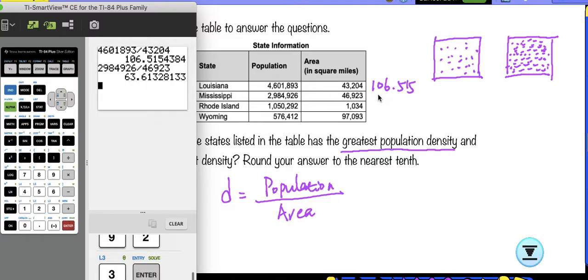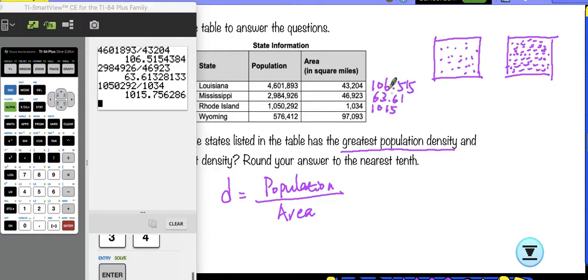Double check the number, so this is 6361. And the next one is 1050292 divided by 1034. As you can see, wow, this is way higher than the others. Let's double check the numbers. 1,050,292. Okay, so this is actually interesting. This is an island, so it's definitely a smaller area, but the population is very high, 576. Most likely it's going to be the answer, but let's double check all the answers here so you have a better understanding of what it means.